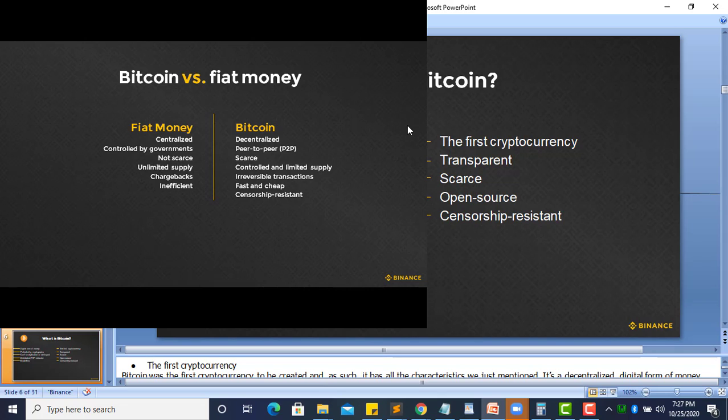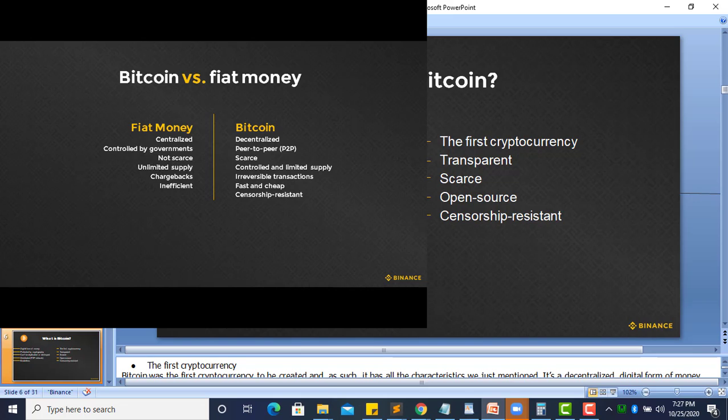Fiat money is owned by the government. Bitcoin isn't owned by anybody, it's decentralized. It is peer-to-peer, it can be sent from one person to another. Fiat money, that is your naira, is not scarce. Government can print any amount they like. But Bitcoin is scarce because there are only 21 million in circulation, and that's what it's going to be.